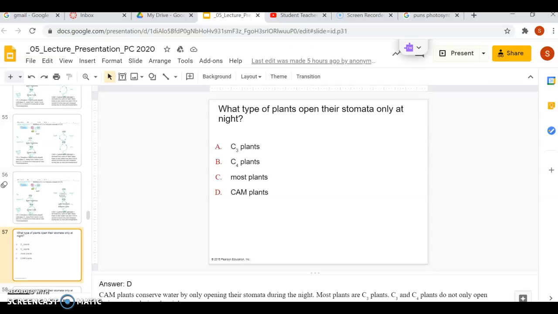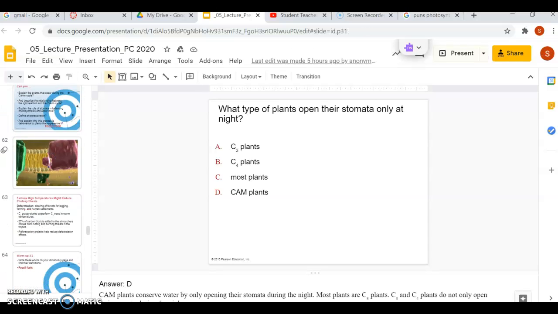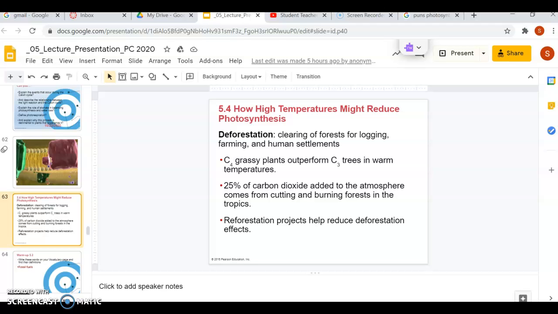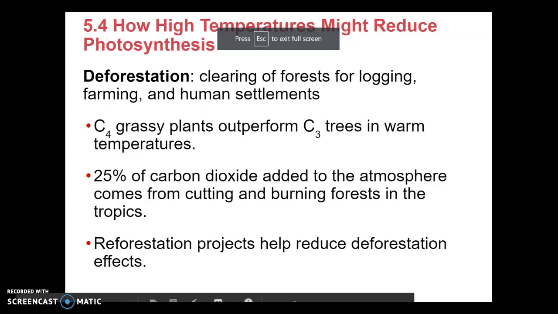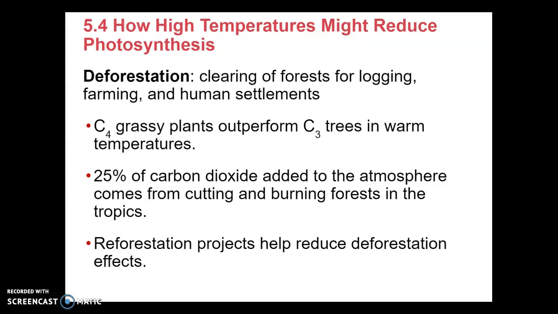Alright, we're going to move out of this, and I just want to again briefly touch on some things about deforestation. This is the last part on your 5.4 notes sheet. So deforestation is the clearing of forest for logging, farming, and human settlements, and the reason this is bad, obviously, is talking about photosynthesis. Plants are providing oxygen that we breathe in. Further, forests have a lot of tree roots, and these roots help sort of prevent erosion. And so deforestation can cause some major problems.